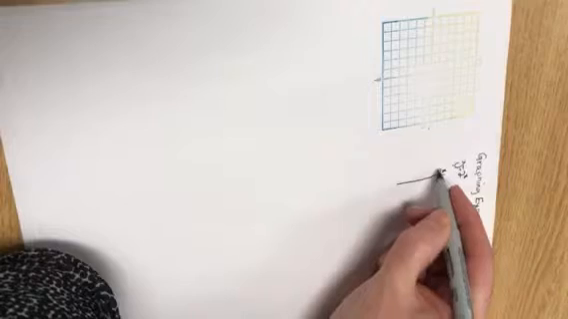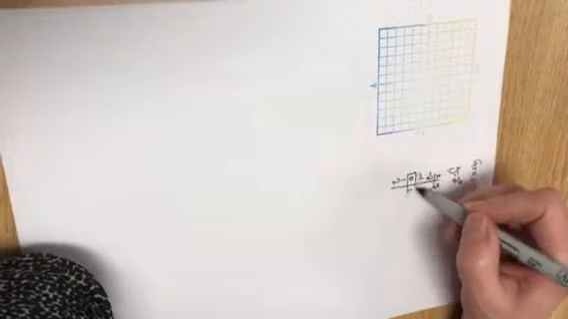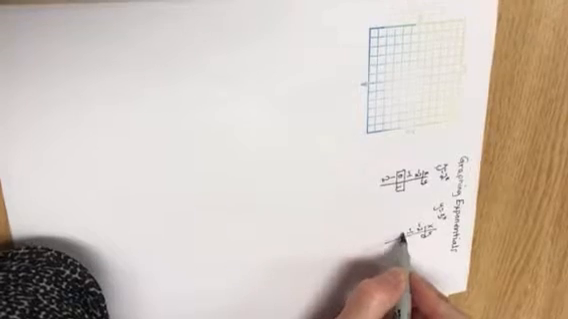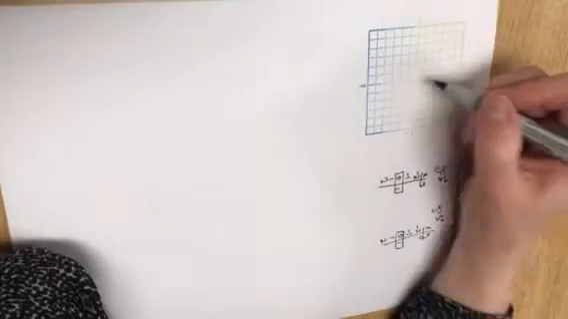So for 2 to the x, I would pick -2, -1, 0, 1, and 2. 2 to the 0 power is 1, and this is going to always be the key point for all your exponentials. If I was doing y equals 3 to the x, and I picked the same x values, 0 for my exponent, 3 to the 0 is 1. So that shows you your key point for exponentials is always 0, 1.